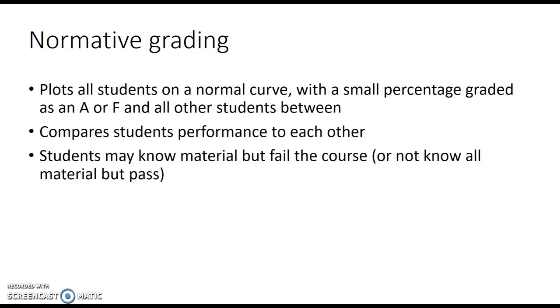Now, normative grading does not compare students against a standard or the things that you want them to do and learn, but instead compares students against each other. This can cause a problem where students are able to know the material but fail the course. A student who would normally pass with a C, for instance, may fall into the part of the bell curve that is going to get a D or an F, even though they know more than that, which leads us to a problem of it's not really evaluating what they know, but just how they compare.